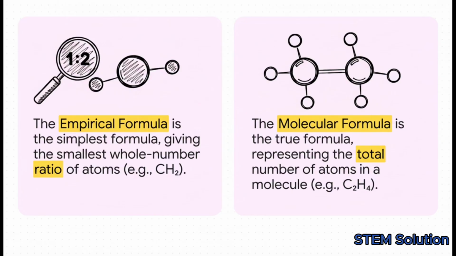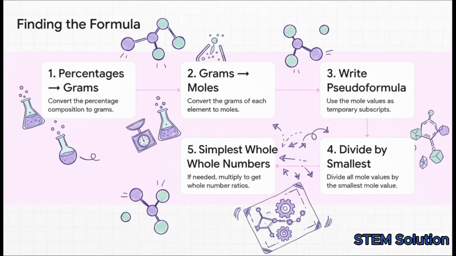It's not the whole story, not by a long shot. The true, complete identity is the molecular formula. So for example, a compound's simplest ratio might be CH2, but its real formula could be C2H4. So how do they find that crucial first clue, the empirical formula? Well, it's a really systematic 5-step process.